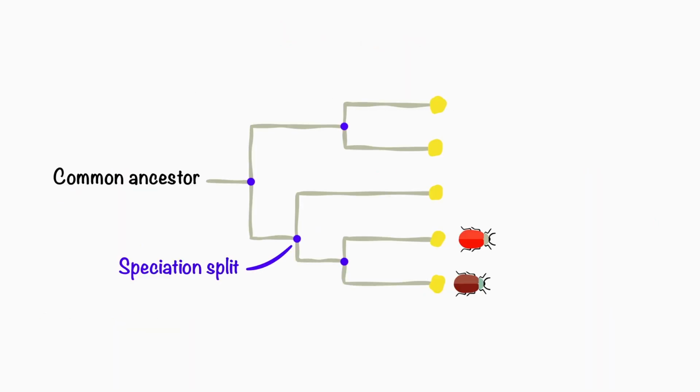After many generations, our beetle populations might become so genetically different that even if the motorway was removed, they could no longer produce fertile offspring together. The dark beetles and light beetles would have become entirely separate species through the process of speciation.